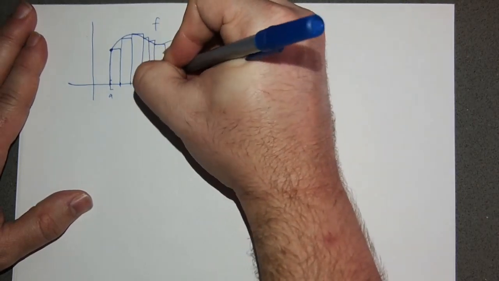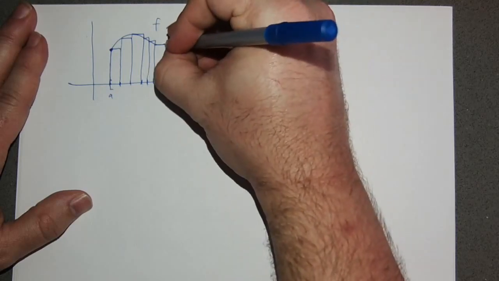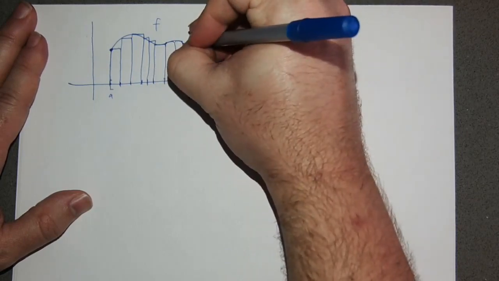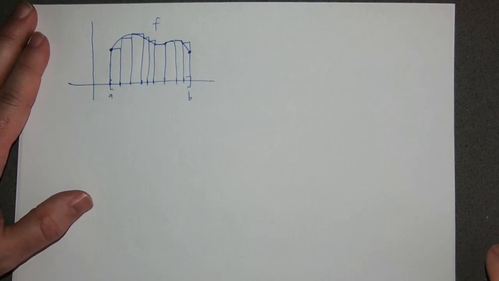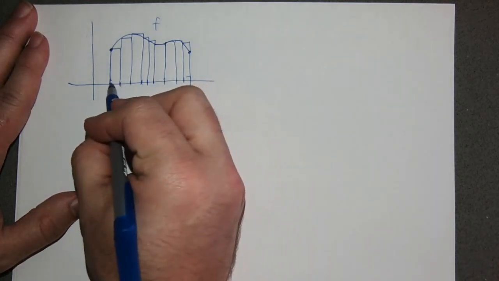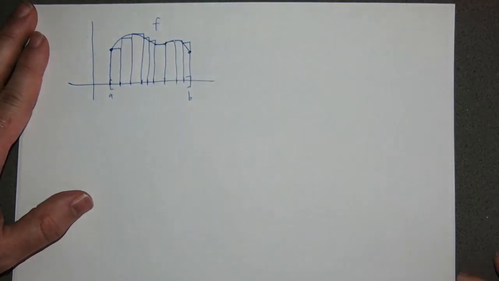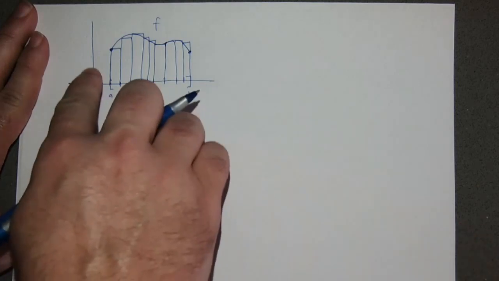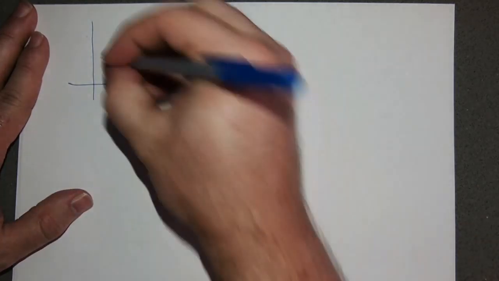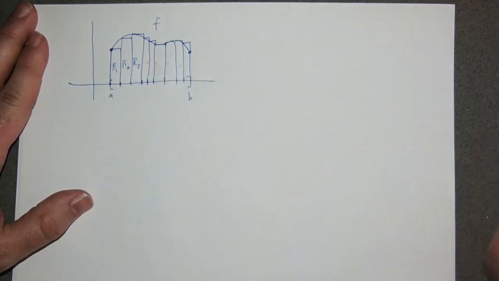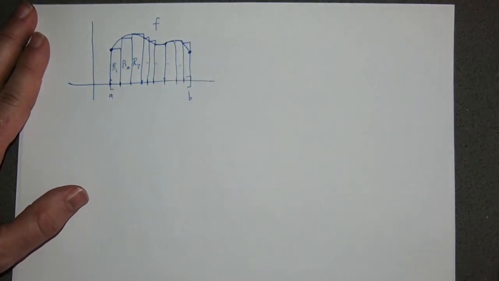So here's my Riemann left sum, where I've used the left endpoint of each of these subintervals to determine the height of my rectangle. And then I would say that if I were to sum the area of each of these rectangles, so I have rectangle 1 and rectangle 2 and rectangle 3 and so on. If I were to sum the area of those rectangles, which is easy to compute, I would get an approximation of this area underneath f.